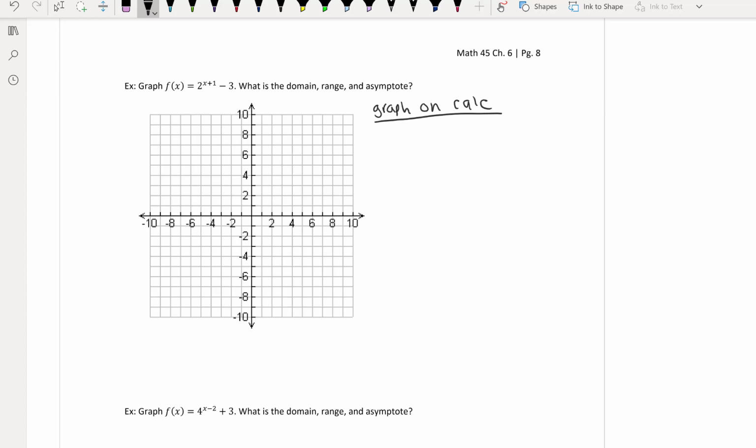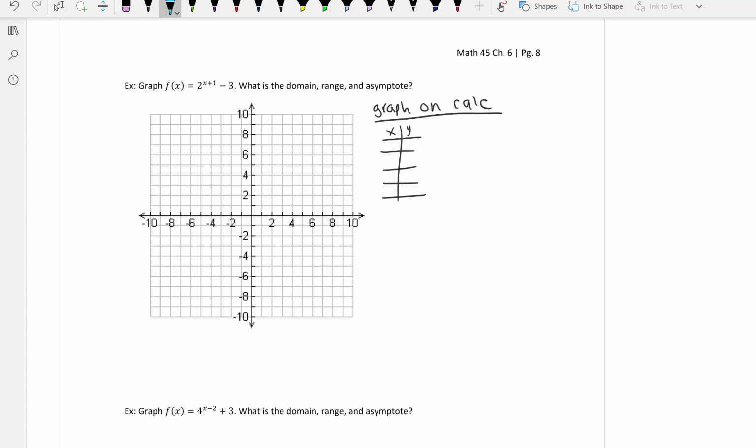When I graph it on my calculator, I'm going to have 2 to the power of x plus 1, and I have minus 3. And maybe what I want to do is find some points. So I'm going to go to my second table so I can find some points that I can graph that I feel comfortable graphing.